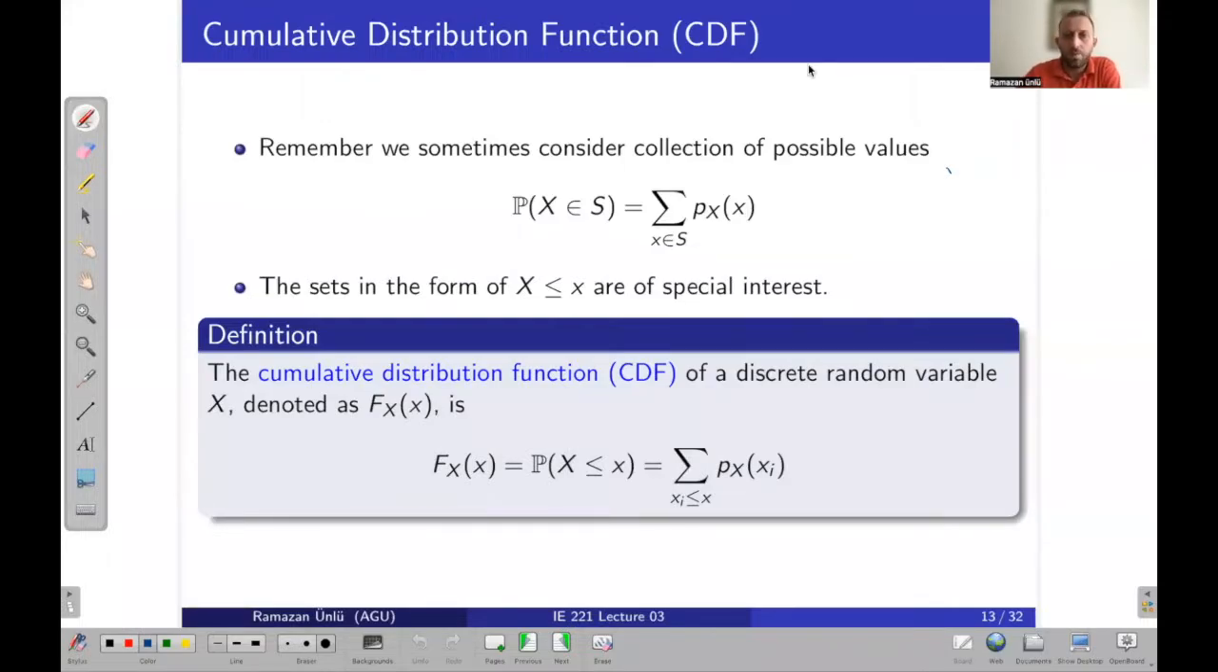Hi everyone, welcome to part 3 of lecture 3. In this part, we will cover the cumulative distribution function, CDF.